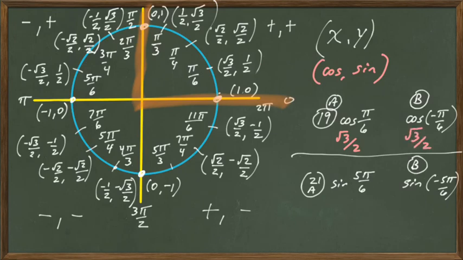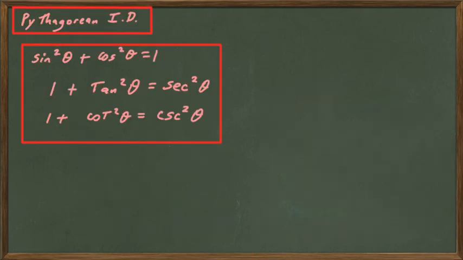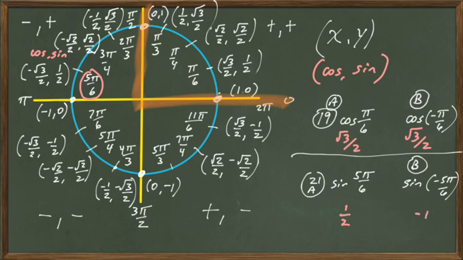How about sine of 5 pi over 6? Is this 5 pi over 6? Cosine, sine. What's the sine of 5 pi over 6? 1/2. Now, when you change it to negative 5 pi over 6, what are you going to have? Does the sign stay the same or does the sign change here? Changes. So this one should be a negative 1/2.